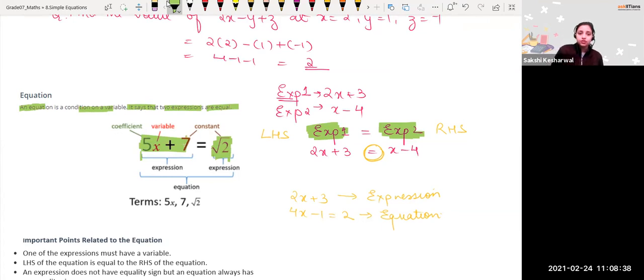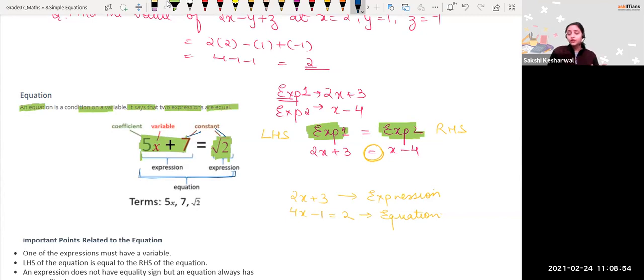So there is an expression on the left hand side and an expression on the right hand side. If you observe closely, this and this are constants, x is the variable, and the entire thing is an equation, right? Now let's talk about the terms.